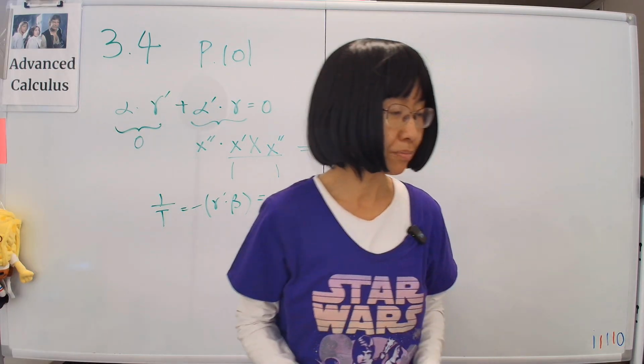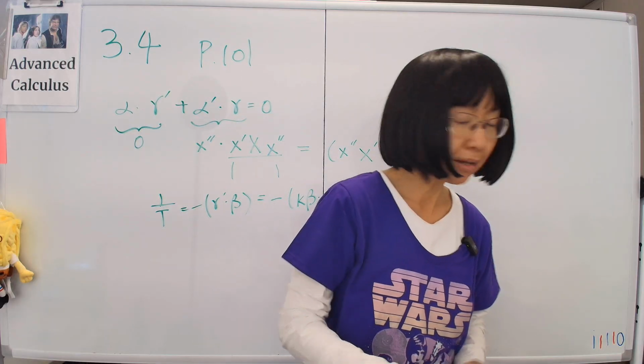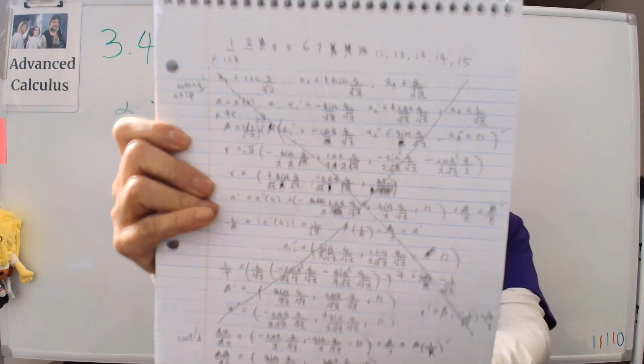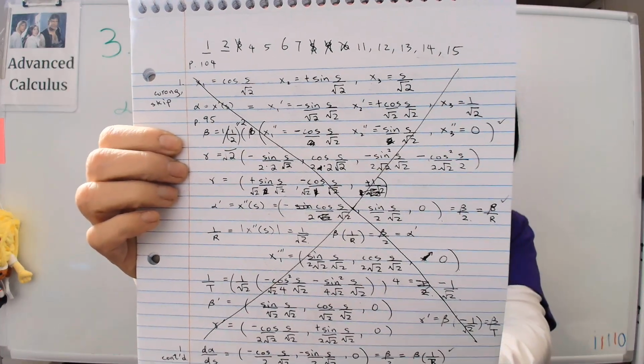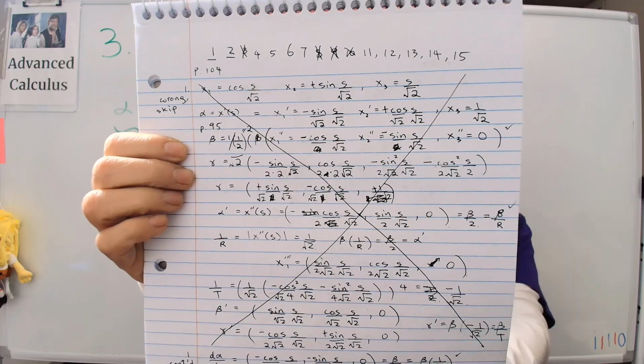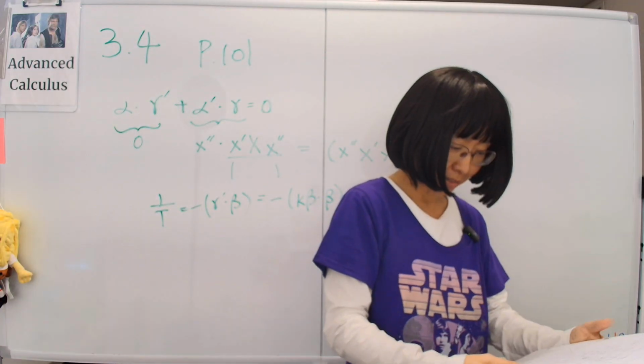For homework, please do problems. I haven't written it out yet. Let me find out. All right, I found it. So for homework, please do problems 1, 2, 4, 5, 6, 7, 11, 12, 13, 14, 15. And when you're done, I want to talk about it.